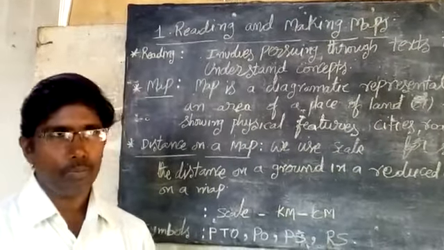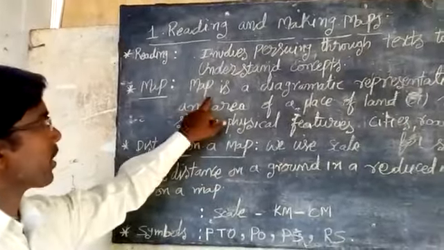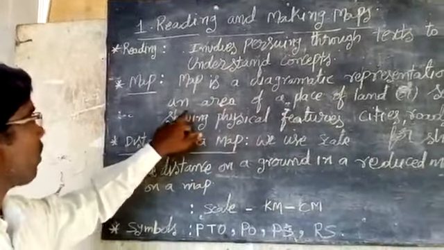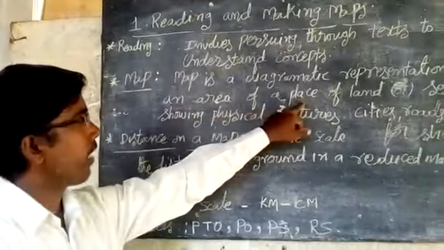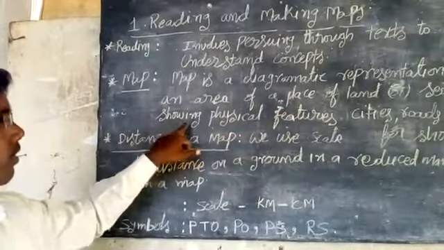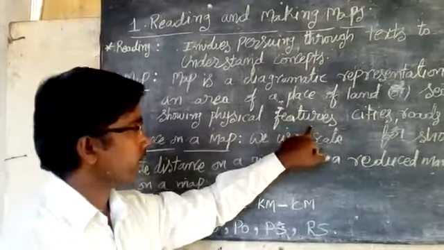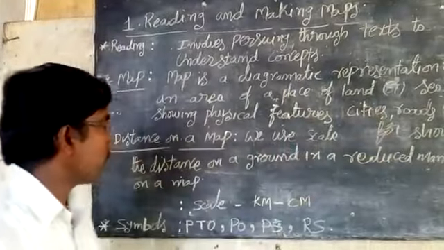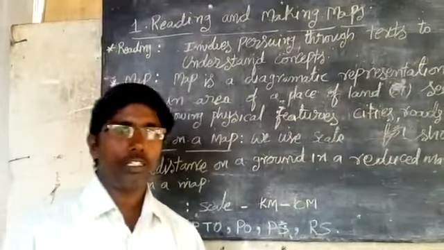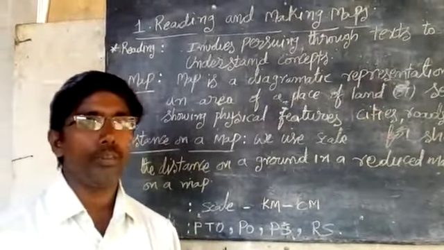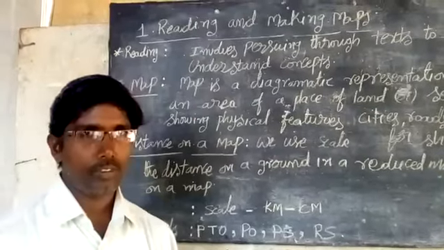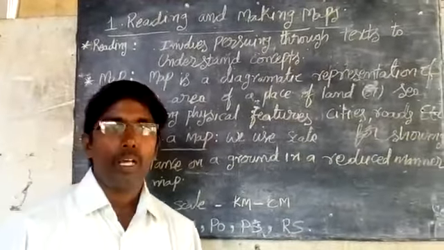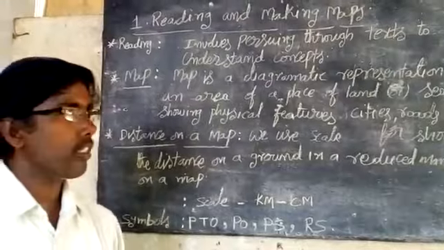What is a map? A map is a diagrammatic representation of an area of land or sea, showing physical features like cities, roads, etc. Maps tell us several things about different places.